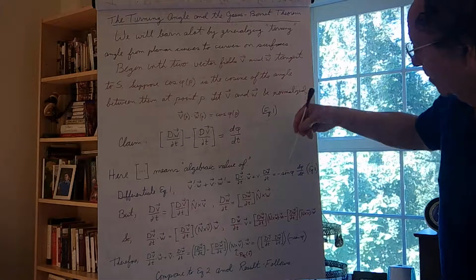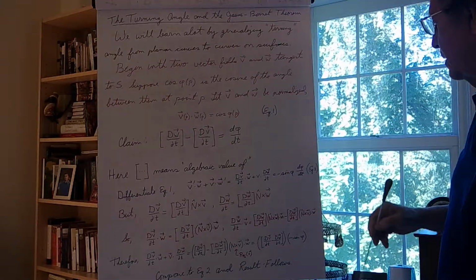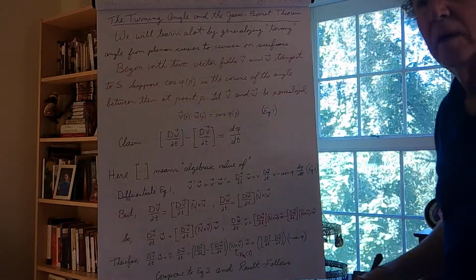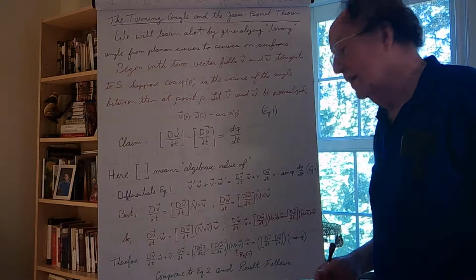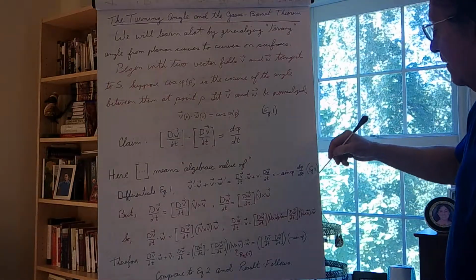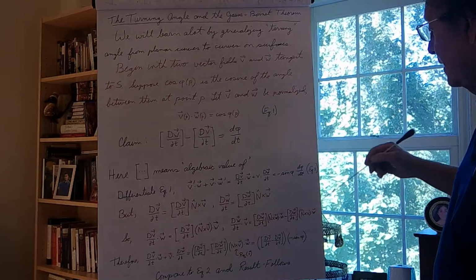But look, this is just a simple scalar product, and one of the identities you know from vector calculus is that you can move the vectors around, and the only thing that changes is the sign.